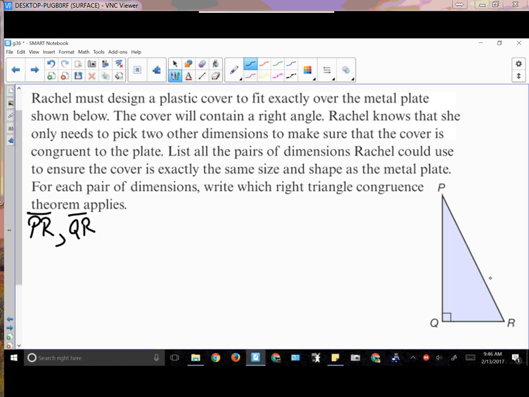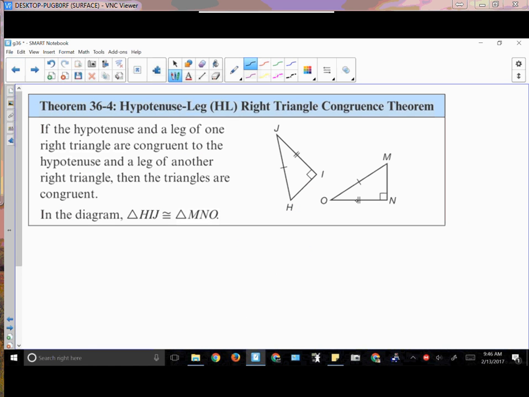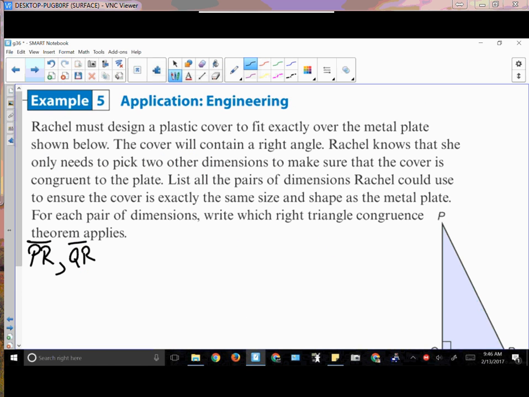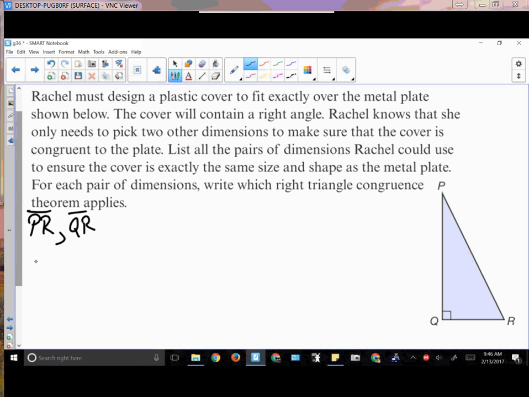Well, PR is the hypotenuse and this is the leg, right? We just got done using hypotenuse leg here to tell me that two triangles are congruent. So if I know that the hypotenuse and that leg are congruent, I've got it. Could I also say PR and PQ? Is that a hypotenuse and a leg again? Yes or no? What other one can I get by with? There's another pair that I could use.